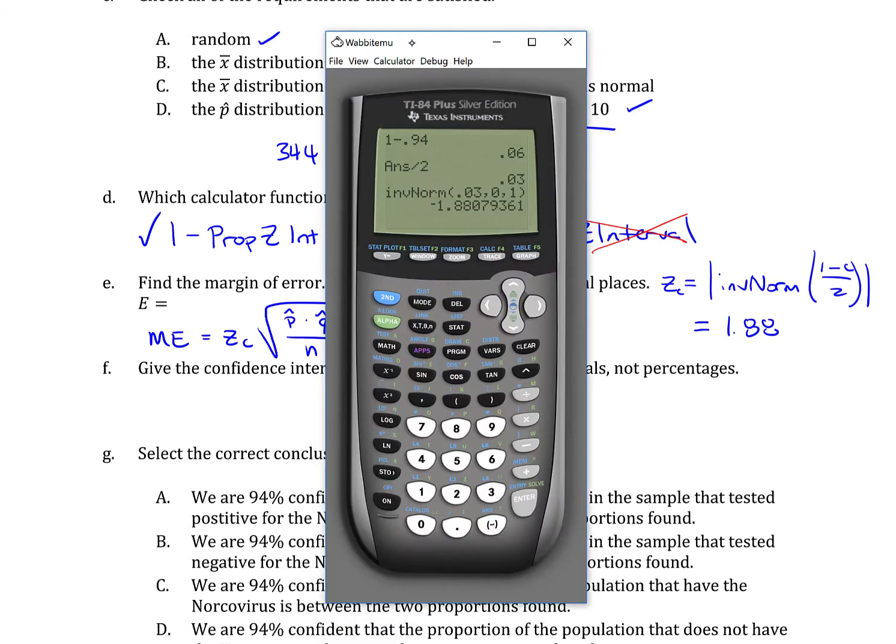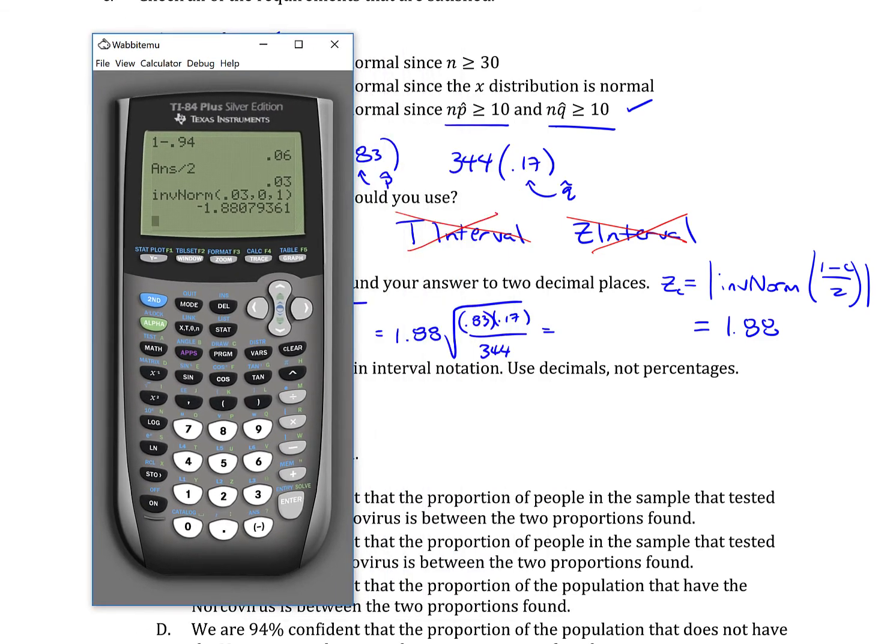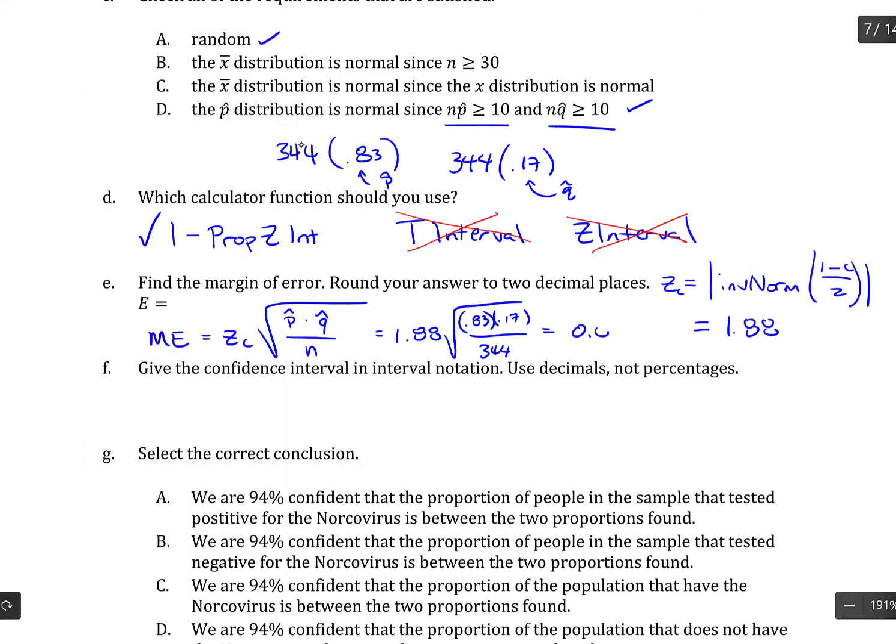Let's take a look at what our margin of error is here. All right, so 1.88 times the square root of 0.83 times 0.17 divided by 344. That gives me 0.038. And that's one way I could certainly go about that.